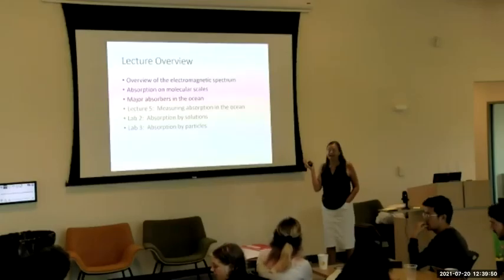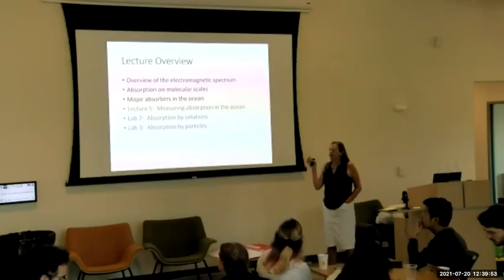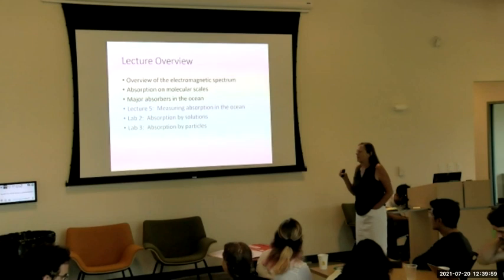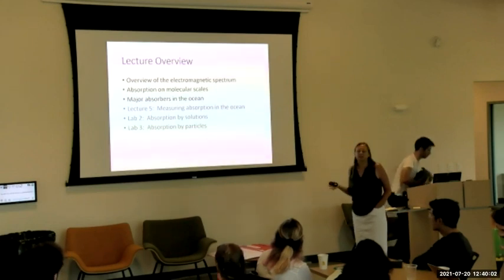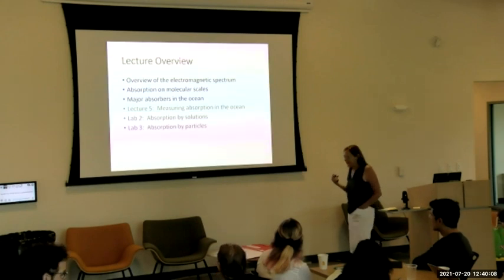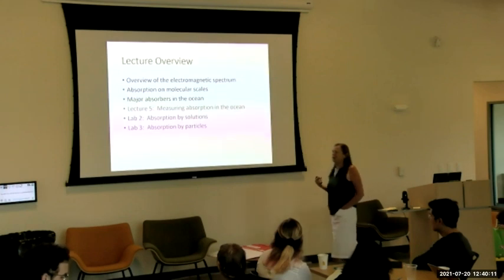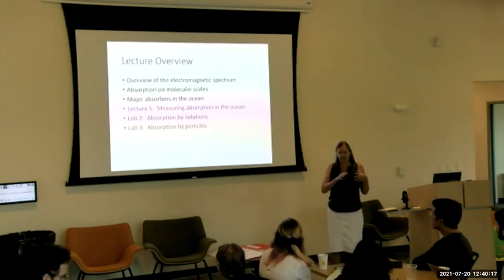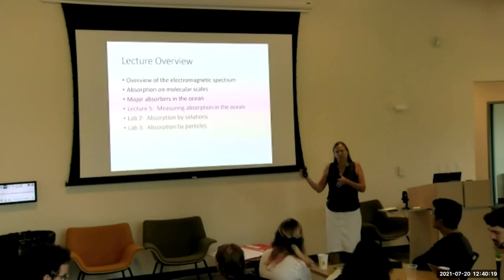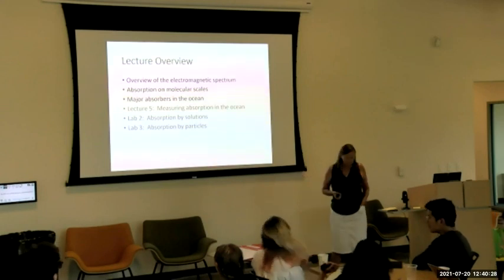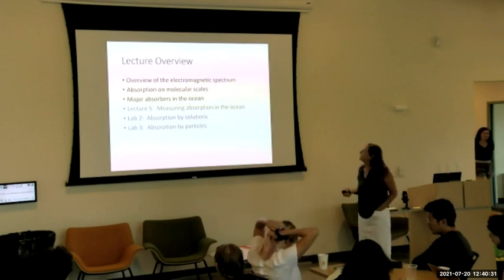Overview of the electromagnetic spectrum, just to make sure we're all on the same page. We're going to look at absorption and what's actually happening at the molecular scale. What gives rise to these absorption spectra that we're very familiar with? Then I'm going to talk about some of the major absorbers in the ocean and how we characterize them, and how we begin to think about absorption on molecular or individual particle scales. And then what does that mean when we talk about bulk absorption, like what we measure in the lab? This will be more of a conceptual base, not a theoretical base.